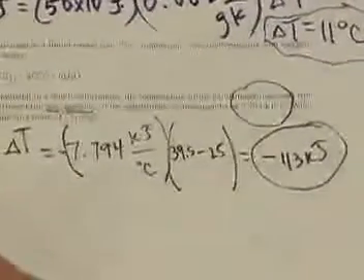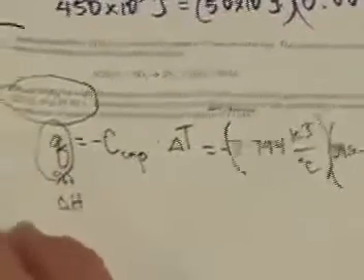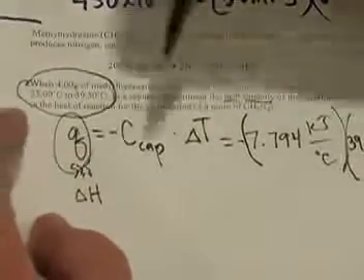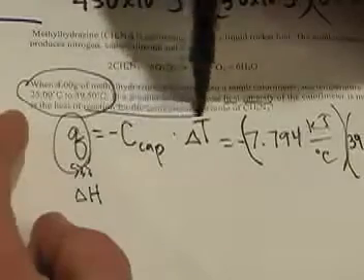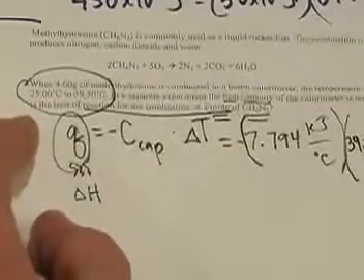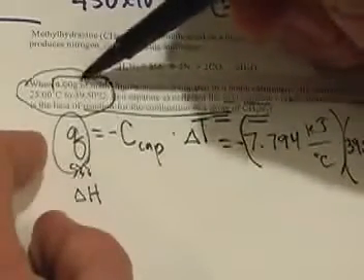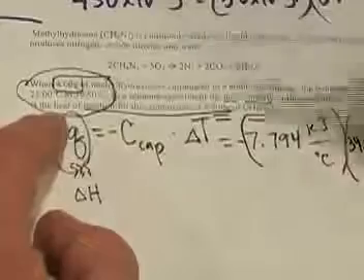Now I have to go back and take a look at what the question's asking me again, because it asks, what is the heat of the reaction for the combustion of a mole of the methylhydrazine? And if you look at the question, it says this is for 4 grams of the sample right here.